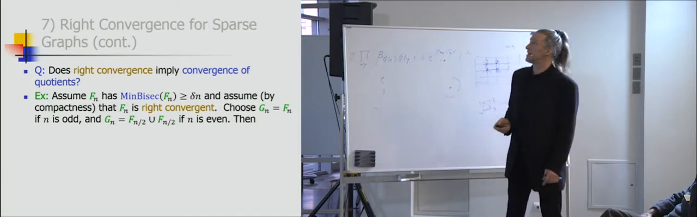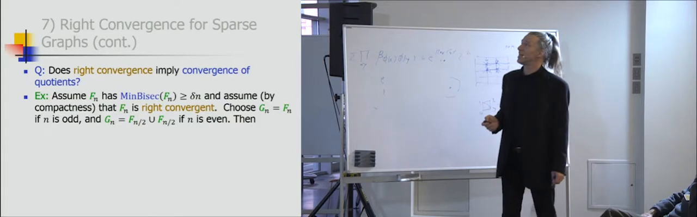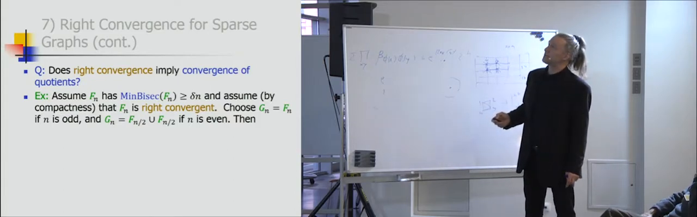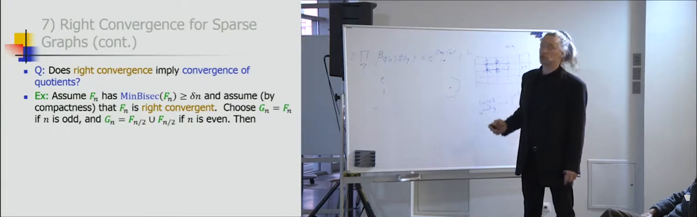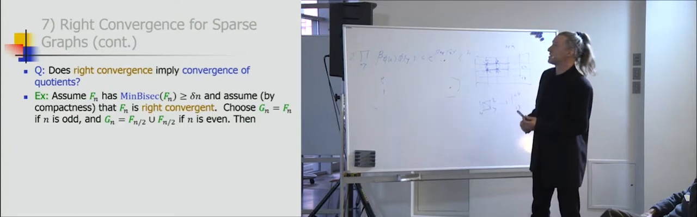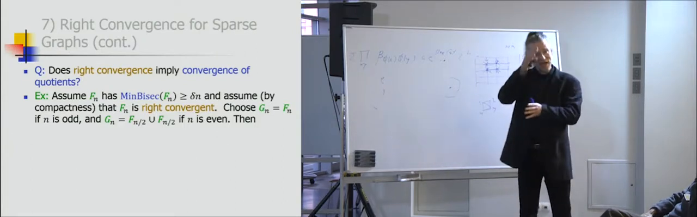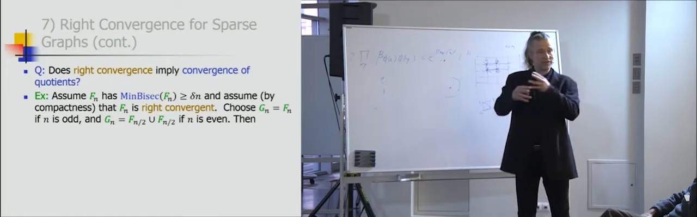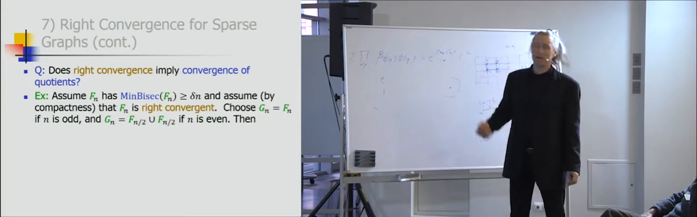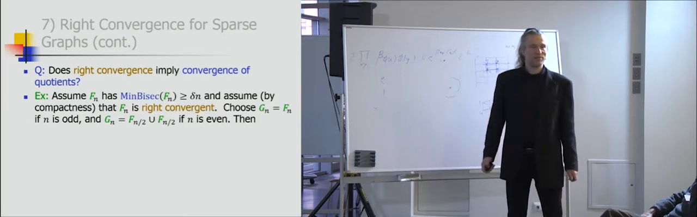So you might wonder, maybe that's the case. Well, that's not the case either. So let's again look at an example, okay? Let's say you have some sequence of graphs which have min bisection delta times n, okay? So you have this graph which has, no matter how you divide it in two pieces, you always get a lot of edges from right to left. For example, you can choose random regular graphs.